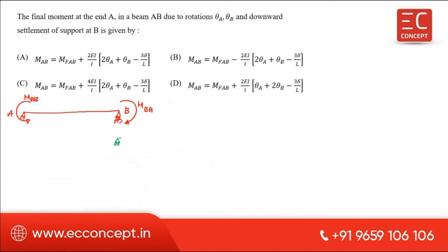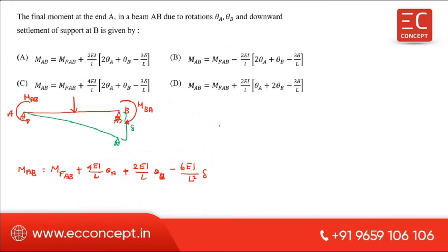Okay, so that means it comes down. This is delta. Then you know what the slope deflection formula is for this case. We can write MAB is equal to, first of all, the fixed end moment of AB if there is a load acting, FEAB, plus 4EI by L into theta A plus 2EI by L into theta B. Here this is a downward sway, therefore you take it as negative 6EI by L square into delta. So this is the final formula.